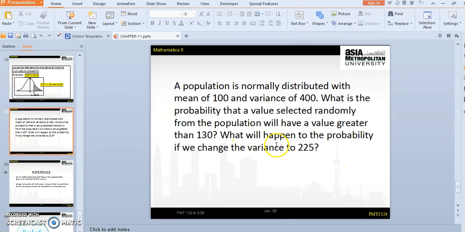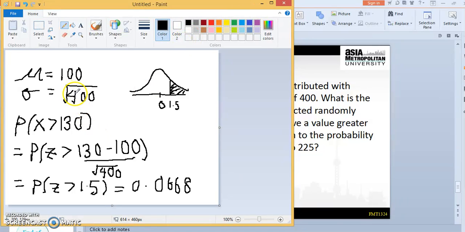Now let's have a look at this one. What will happen to the probability if we change the variance to 225? If we change the variance to 225, it means that here it has to be 225. So let's rub this off. Instead of having a variance of 400, it is having a variance of 225. So here also we need to change it to 225.